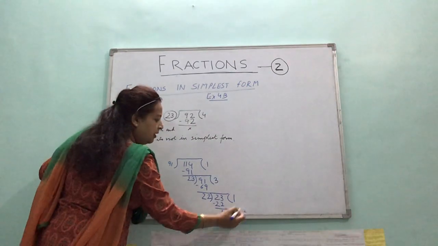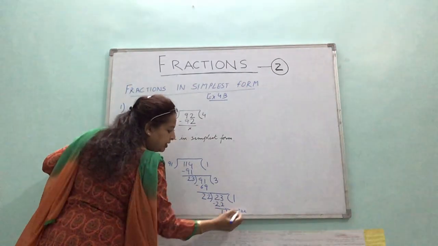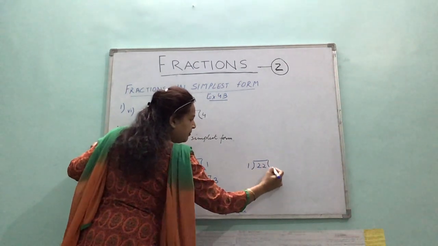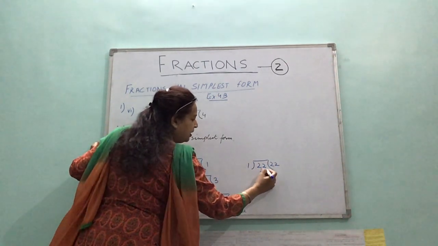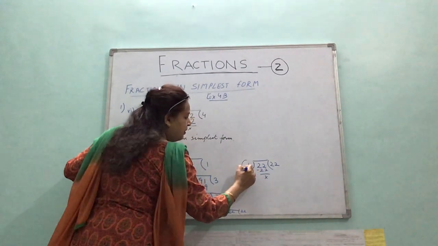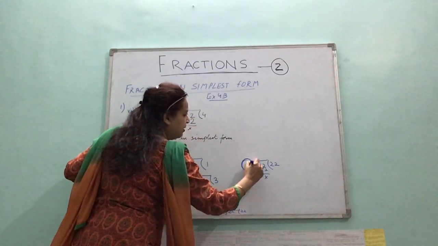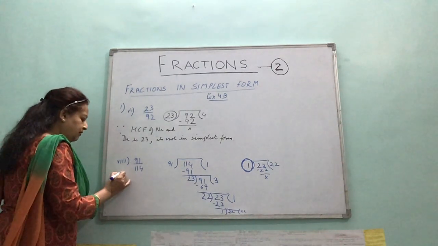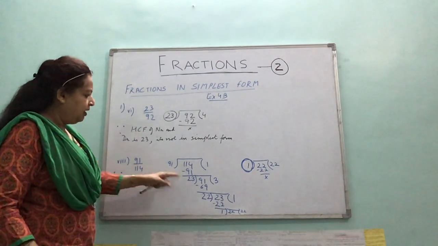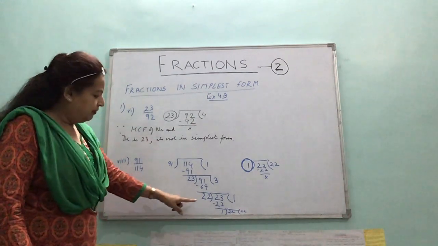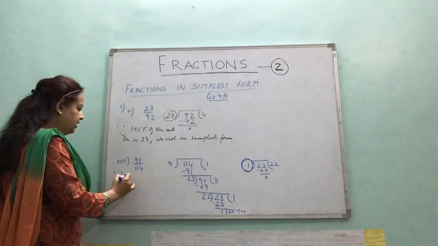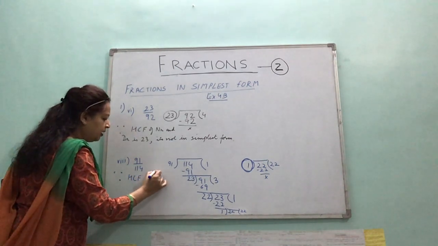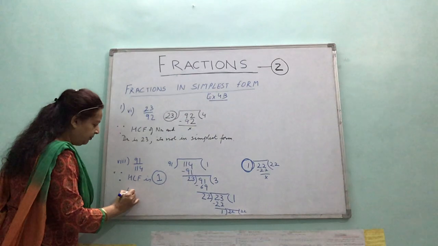Well, further it would be subtracted 22 only, which I have not been able to write there. This is 22, 1, 22 directly I am writing. So, the last divisor is the HCF. It is 1. I was just checking whether I have made any calculation error or not. So, it's not there. Since HCF is 1, it's in simplest form.